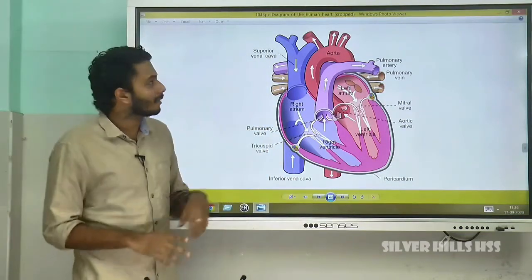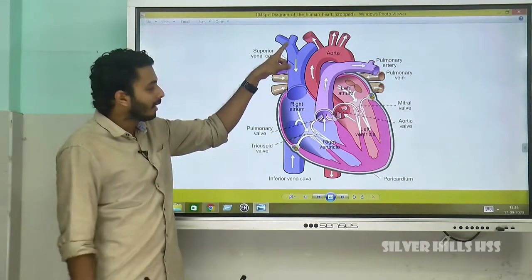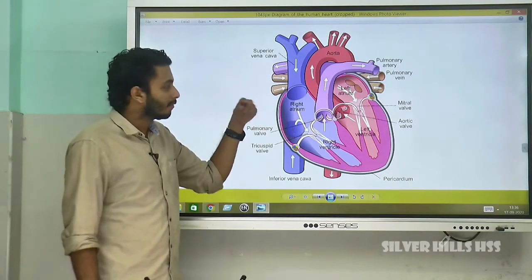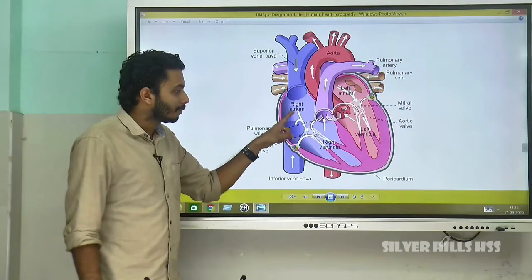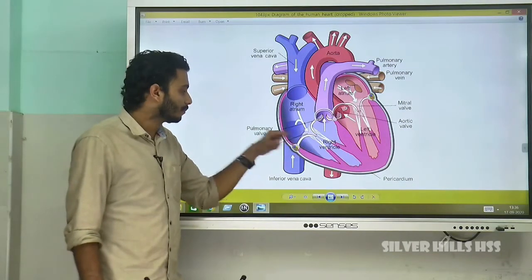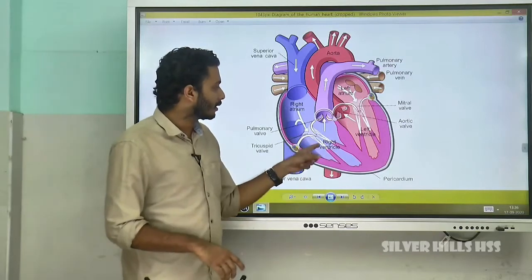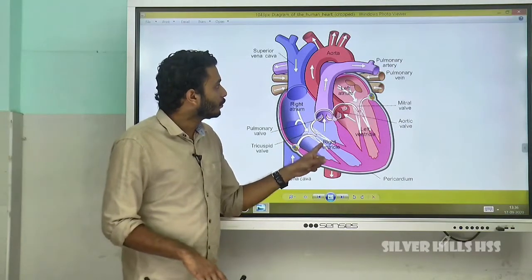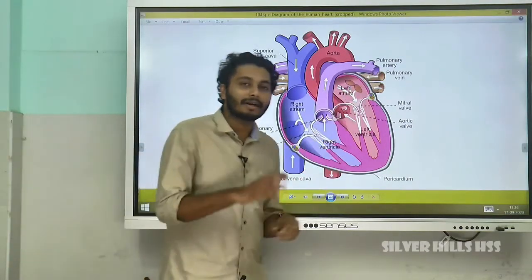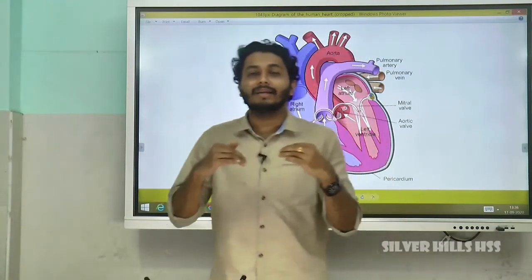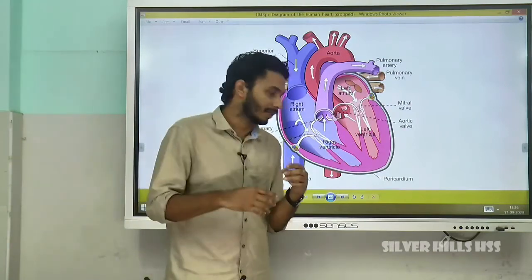The deoxygenated blood is collected by the vena cava, and through the vena cava, it reaches the right atrium. From the right atrium, the deoxygenated blood moves to the right ventricle through the tricuspid valve. From the right ventricle, due to its compression, the deoxygenated blood moves to the pulmonary artery, and finally it reaches the lungs. From the lungs, the carbon dioxide is removed outside.